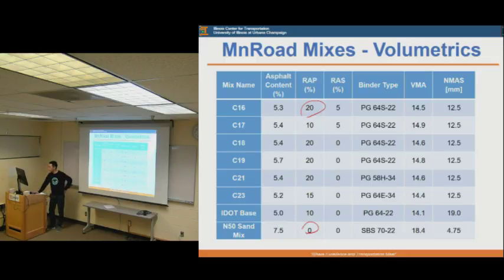PG 64-22, PG 58-34, PG 64-34 SBS, and PG 70-22. And they have different NMAS, 4.75, 12.5, and 19 millimeter. We believe that the results from these 8 mixtures can give us a good representation of the mixtures we use in the field.